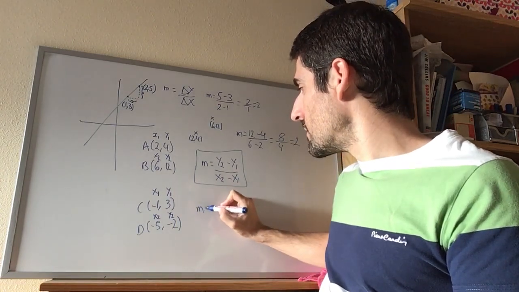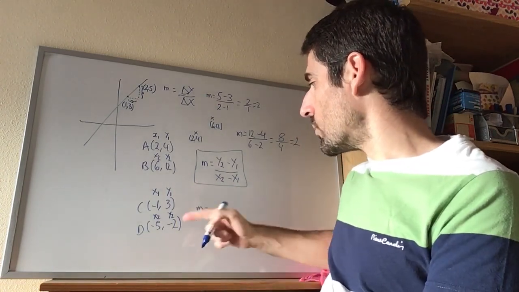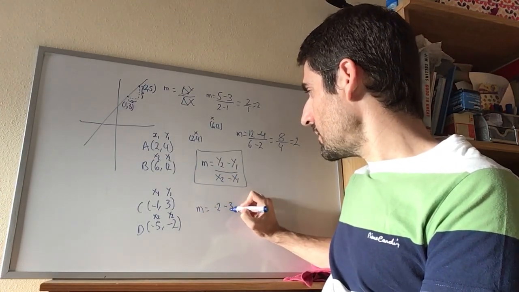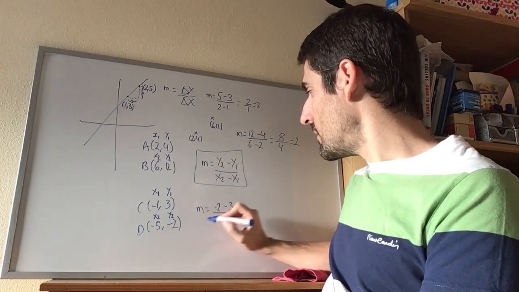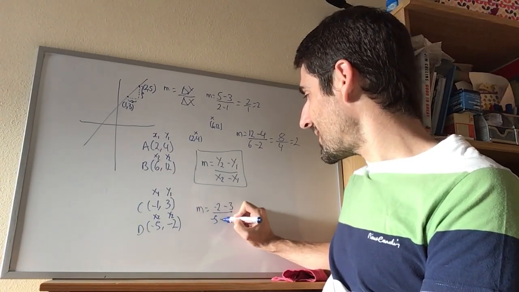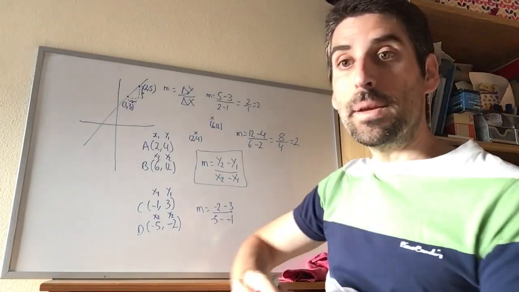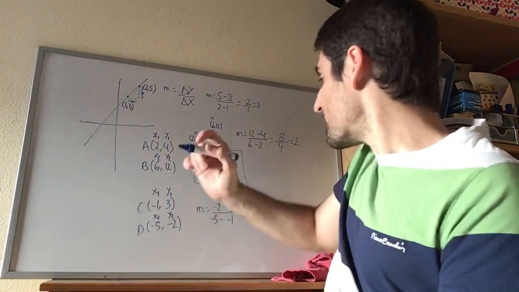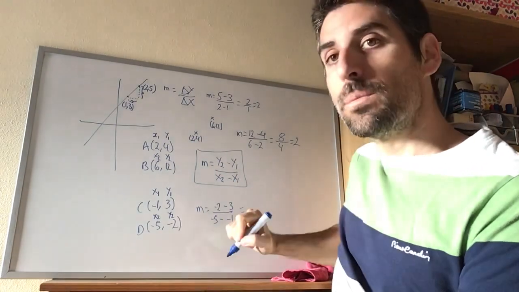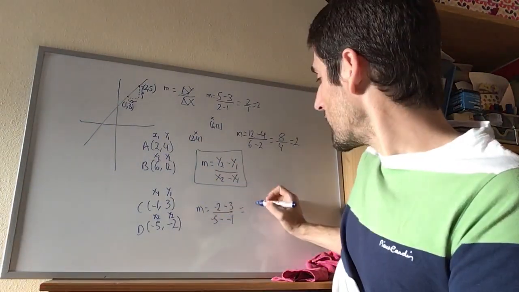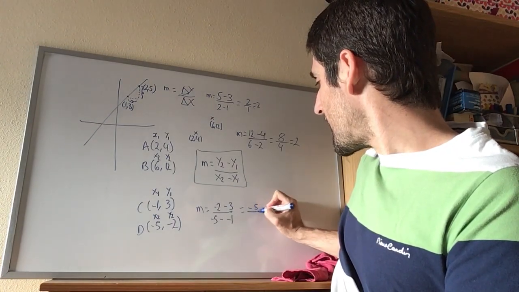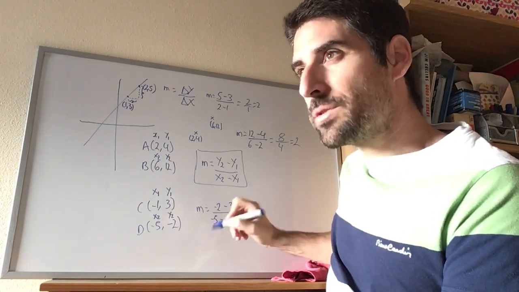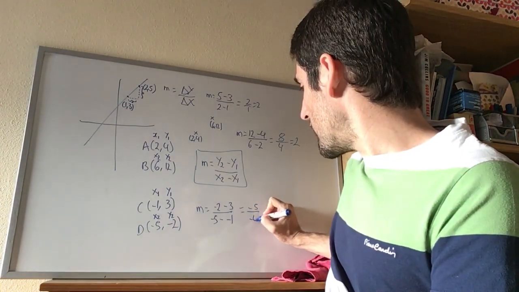So the gradient between these 2 points is y2 minus y1, so minus 2 take away 3, divided by minus 5 take away minus 1. Be really careful because you may have double negative signs, and we know what that means, okay? So minus 2 minus 3 is minus 5, and minus 5 minus minus 1, well, that makes it plus 1, so minus 5 plus 1 is minus 4.